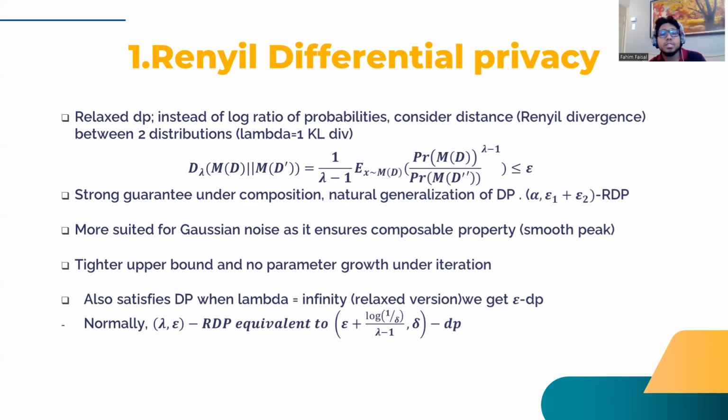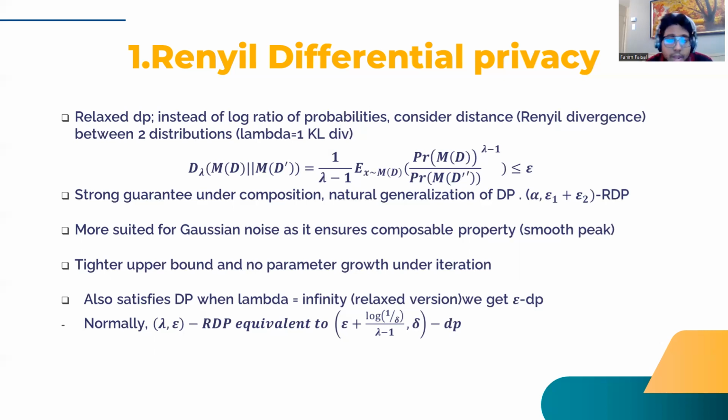It is a relaxed differential privacy. Instead of using the log ratio of probabilities, it considers the distance between two distributions, D and D prime, which is the Rényi divergence. Here we are able to use Gaussian noise, which has a composable property to ensure a smooth peak, and most of the data lies within two standard deviations. Due to the additive property, after multiple mechanisms are applied on our data, for example, if each epoch's privacy budget is epsilon 1, epsilon 2, the budget adds up and they don't get multiplied.